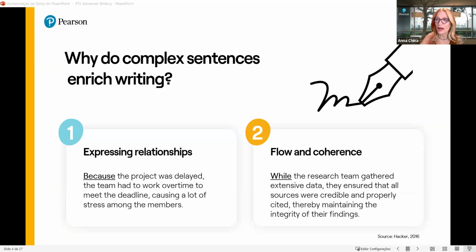Gina, they cause and effect. There you go. Excellent. Lovely.